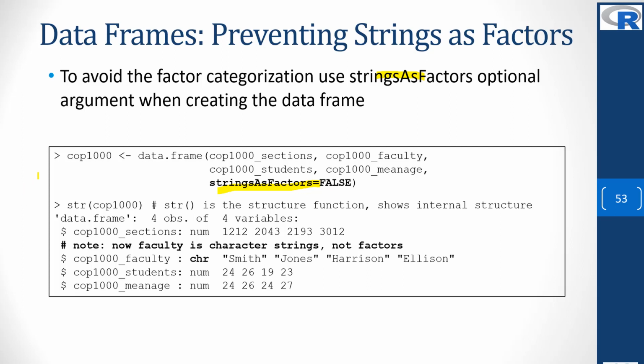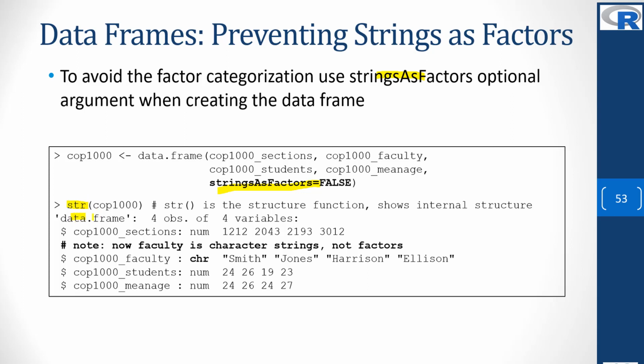And now if I run the structure function, str, is a very common function we run to look at the internal structure of an R object, similar to the class function we ran a couple slides ago. Although that just shows the type, this shows more information about our object. So our data frame is called COP1000. We're passing it to the structure function.